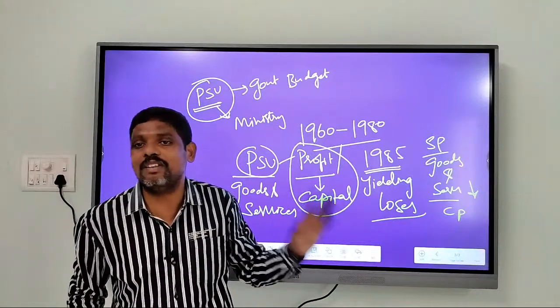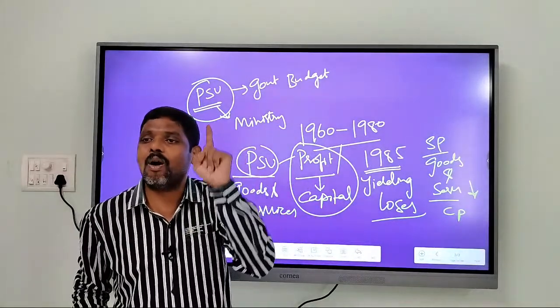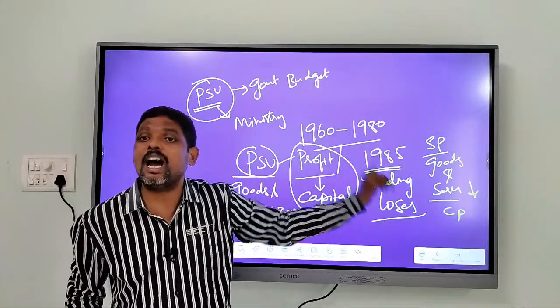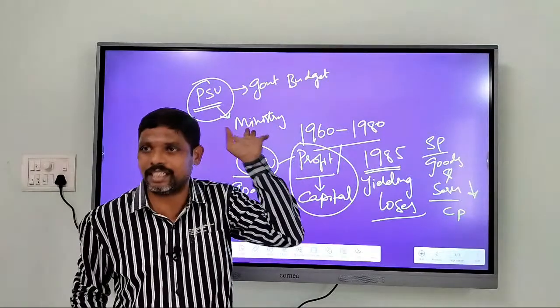In the name of welfare, I'll give one simple reason. The government wanted these selling prices to be affordable to every section of society.